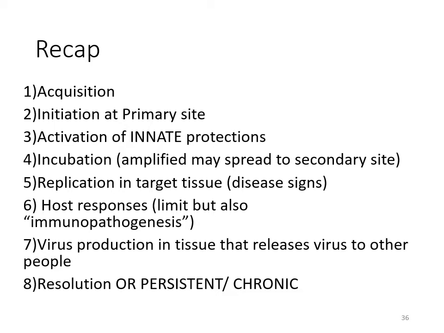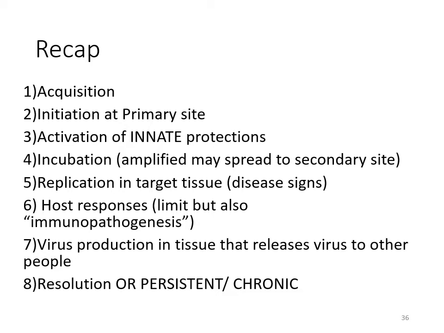Now, it then goes into the incubation stage, and that's when it can start to spread to other sites, and you start to get replication in your target tissues where you start to really see the symptoms of infection. Then you get the host responses, and that is basically now, rather than just the innate immunity, the specific adaptive immunity. Your body is really fighting this infection, and you then end up with virus production in tissues that could then transmit to other people.